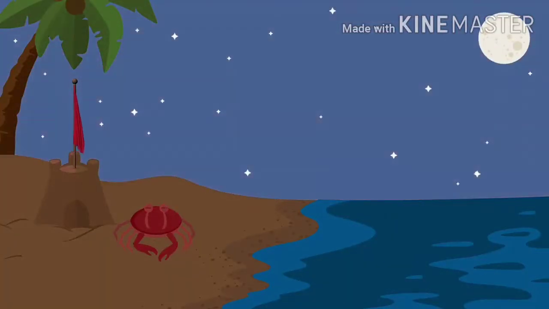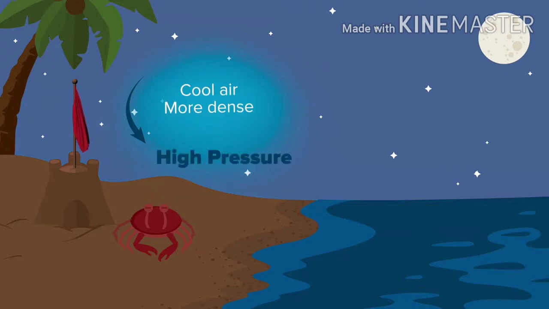At night, the convection current reverses. After the sun has set, the land cools more quickly than the water. Therefore, the air above the land also cools down. Cool air, being more dense, presses down over the land, creating an area of high pressure.